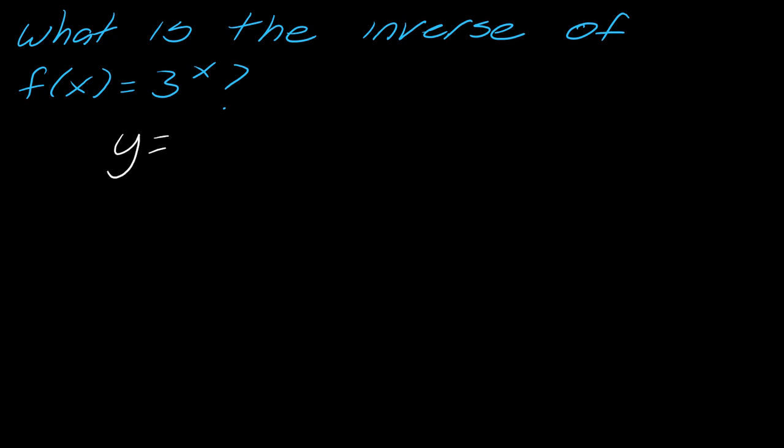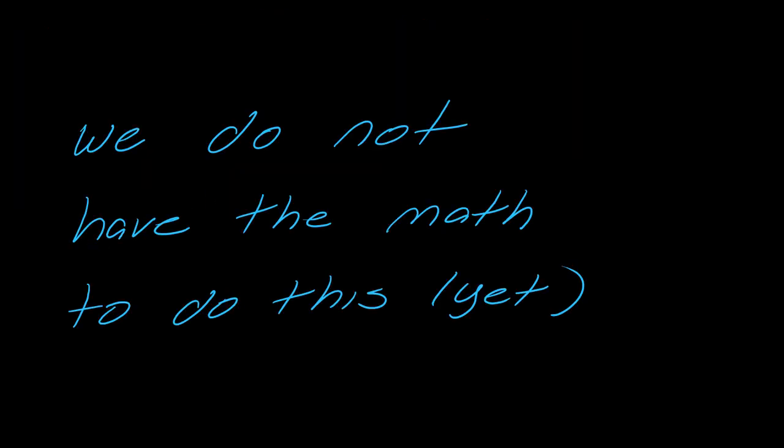Okay, so I'm going to go through the same steps that I did in the last example, right? So I set this as y equals 3 to the x, and then I interchange this, and now I'm like, okay, now I've got to solve for y, and then it's like, whoa, what? How do I solve that? So you can't actually solve for y. We do not have the math for this yet.